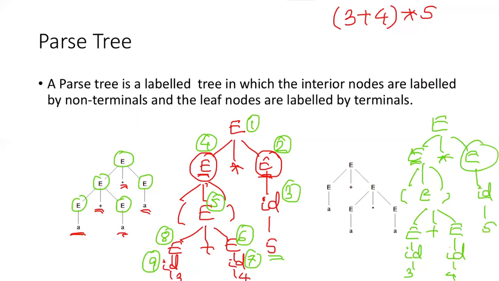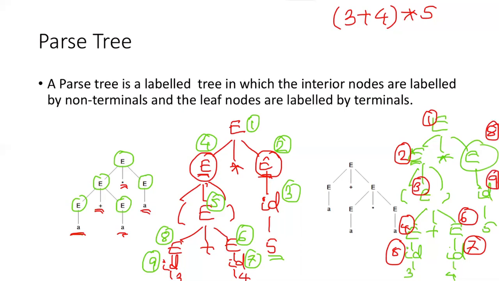All right, so now my order is like this: 1, then 2, then 3, then 4, 5, then 6, then 7, then 8 here and 9 here. So you can see the order in which we are expanding is different for the two parse trees, but the string is the same. Okay, so this is the concept of a parse tree.